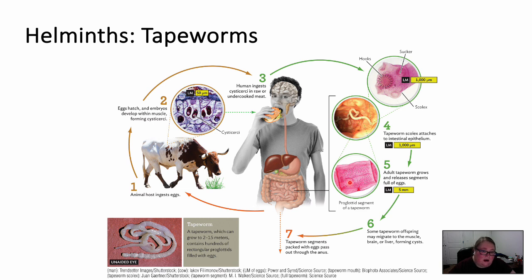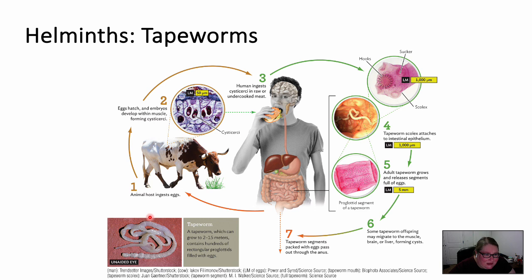Okay, there are going to be segments called proglottids, and this is where the eggs are going to develop. As it grows, it's going to release these segments full of eggs. Those eggs are going to travel through your digestive tract. They can go to the muscle, the brain, the liver, forming cysts there. Then these segments are going to pass through your digestive tract and out, and then they're going to be available to transfer to somebody else all over again by the fecal oral route.